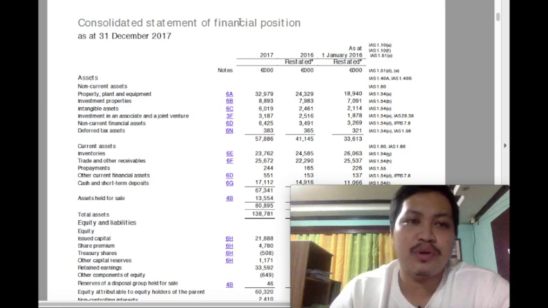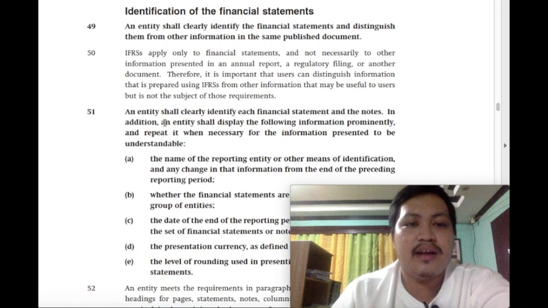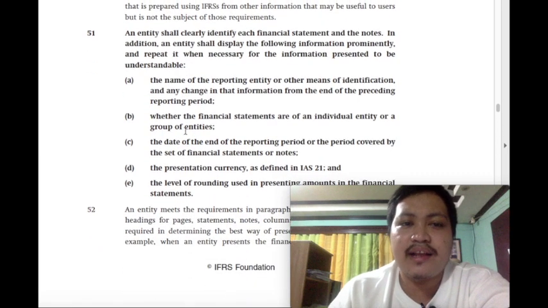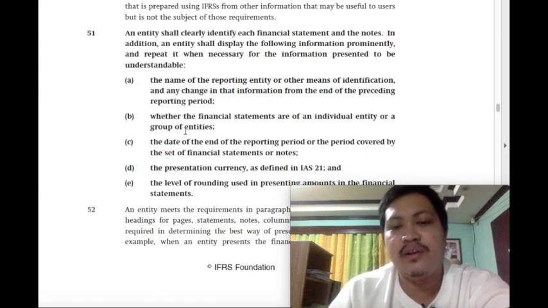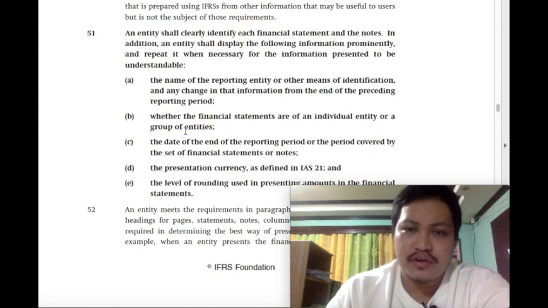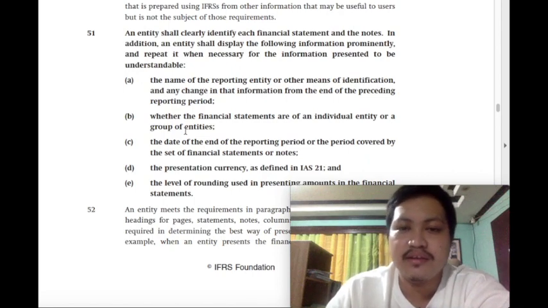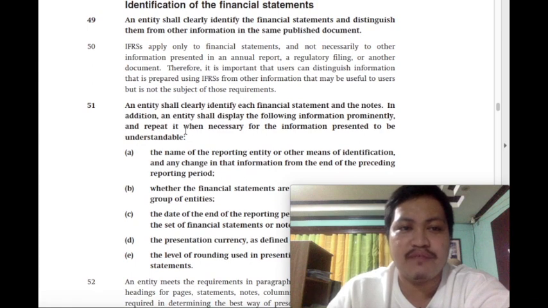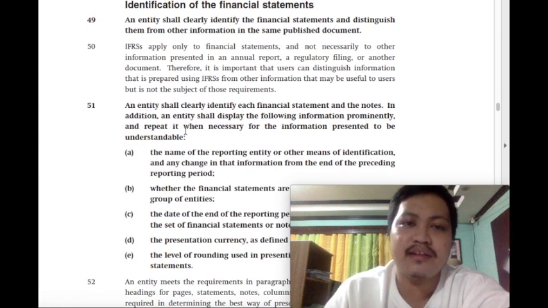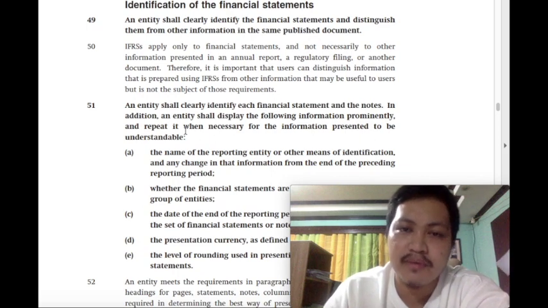If we go to paragraph 51 of PAS 1, class, paragraph 49 and onwards discusses the identification of your financial statements. So going to paragraph 51, it tells us that an entity shall clearly identify each financial statement and the notes. So from this, class, the constant reminder that you should never forget the heading of your financial statements is actually done pursuant to a requirement in the standard. Actually, if we also read paragraph 49, class, it also tells us that an entity shall clearly identify the financial statements and distinguish them from other information in the same published document.